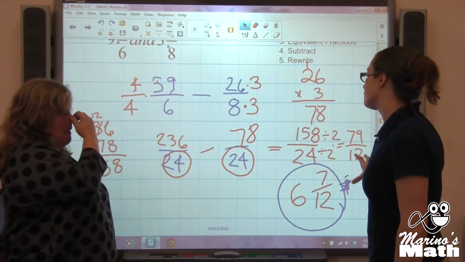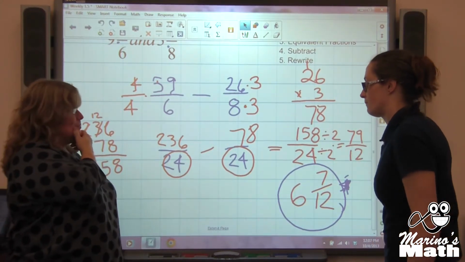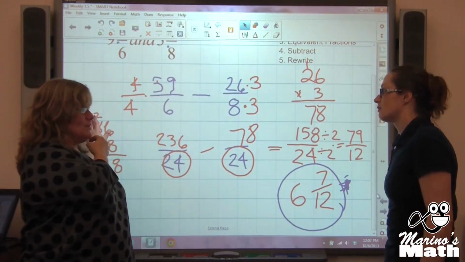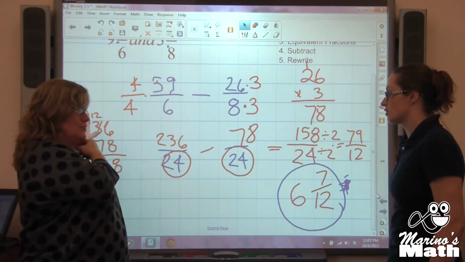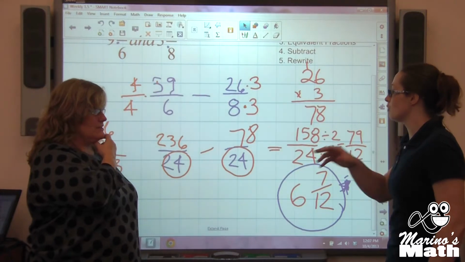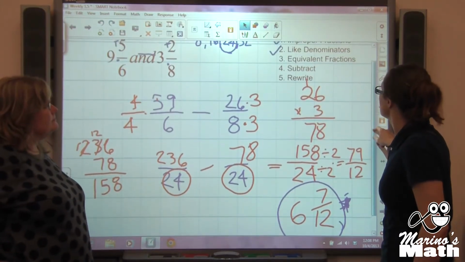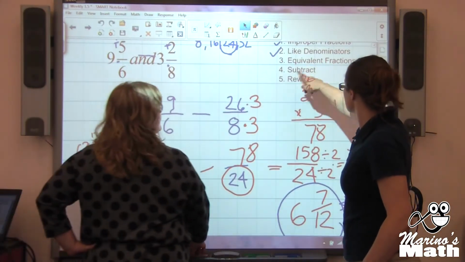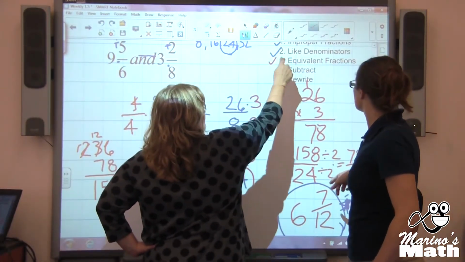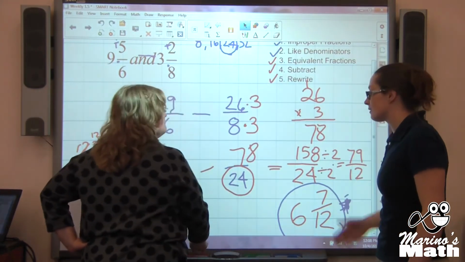So your method works really well, but there are some big numbers. Yeah, with these bigger numbers, there are a lot more side calculations that have to happen. Do you have to have these side calculations with your method too? Let me show you my method and you can see. So did we complete all our steps? We made equivalent fractions, we subtracted, we rewrote. Yep. So yes, we followed all our steps and we got an answer.